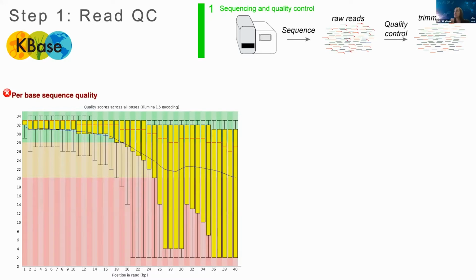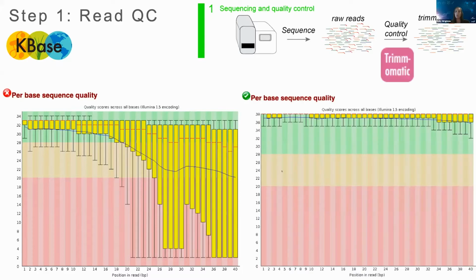And so what you're going to do is trim those reads, and the tool that you're going to use to do that is in KBase. The app is Trimmomatic. Then we're going to have you compare the reads prior to trimming and after trimming. We want you to note how many of your reads you lost, and what the overall quality of your reads now looks like.